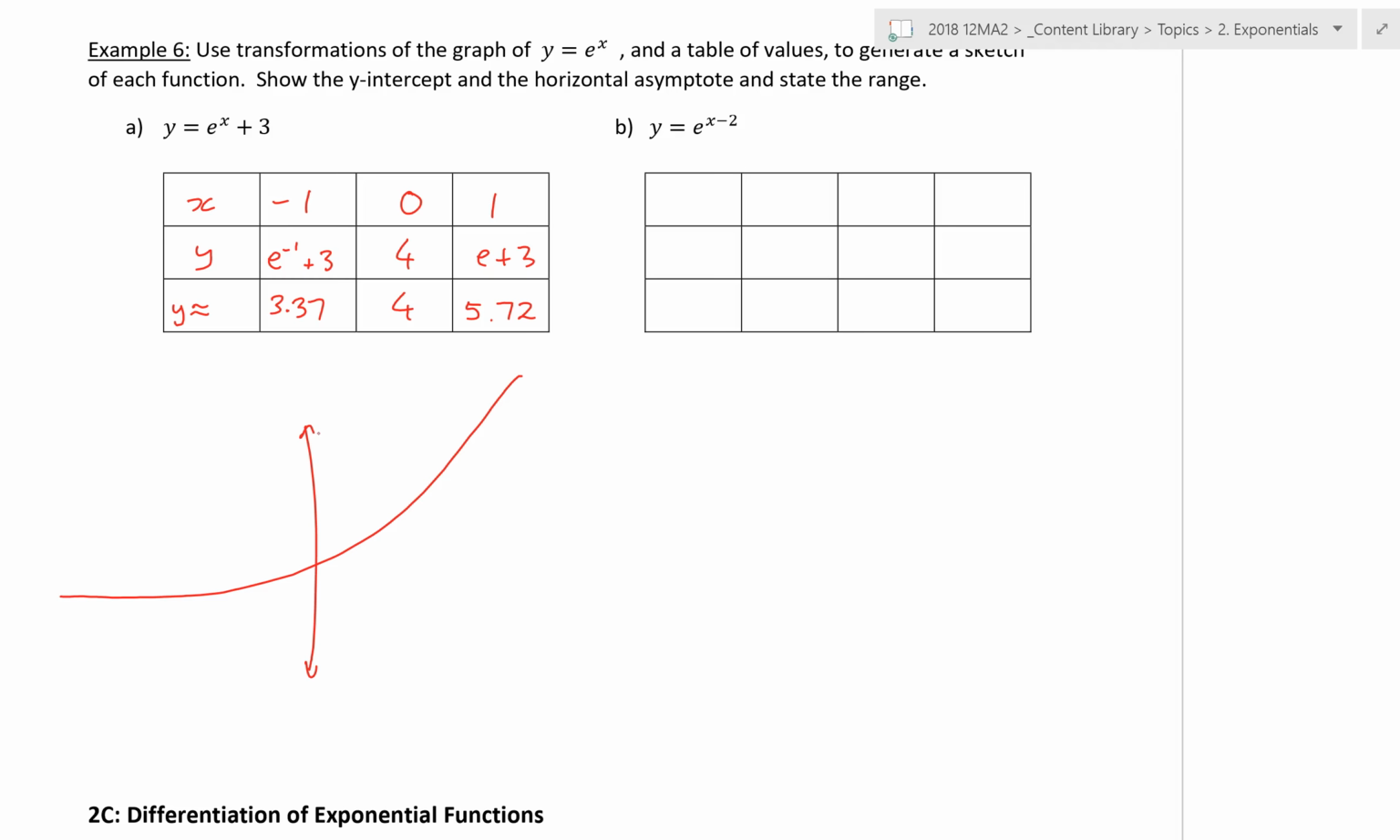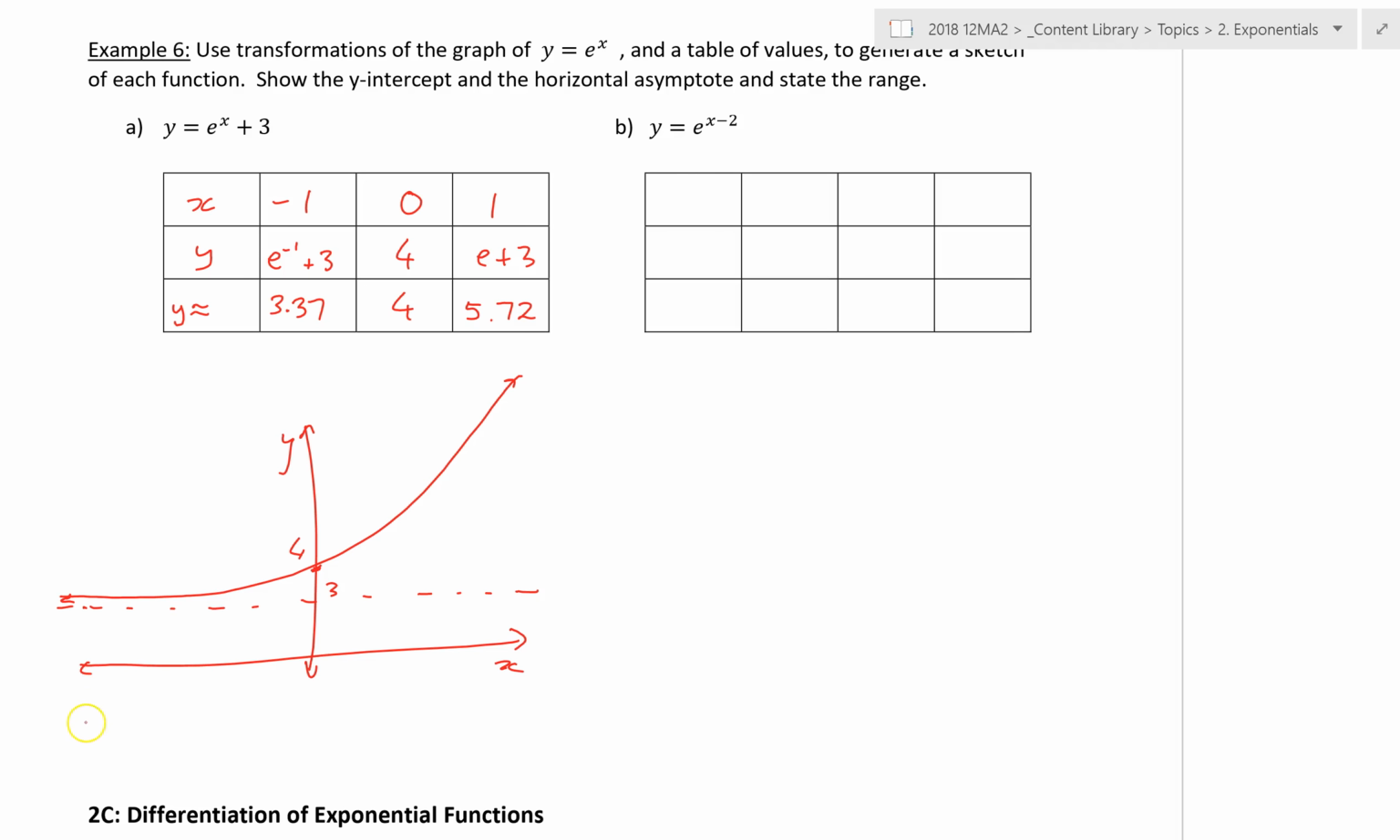Now, we have the y-intercept. When x equals 0, y equals 4. And I have an asymptote here, because as small as that gets, if x approaches negative infinity, right down that way, that becomes pretty close to 0, so the whole lot becomes fairly close to 3. So my asymptote is along here at 3, and there is my x-axis. So we look something like this.